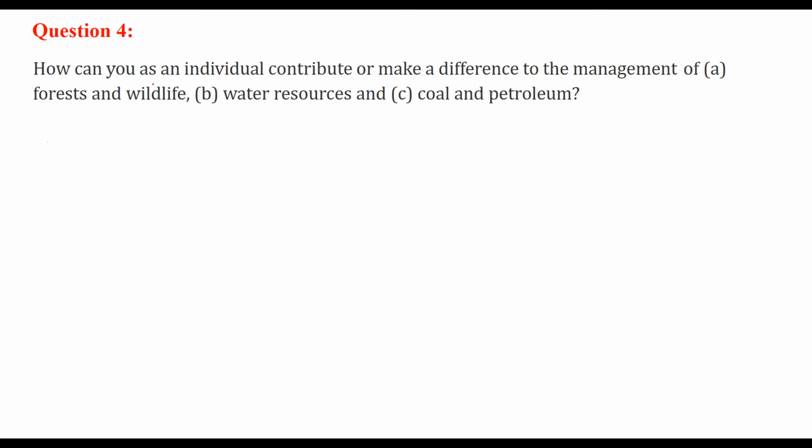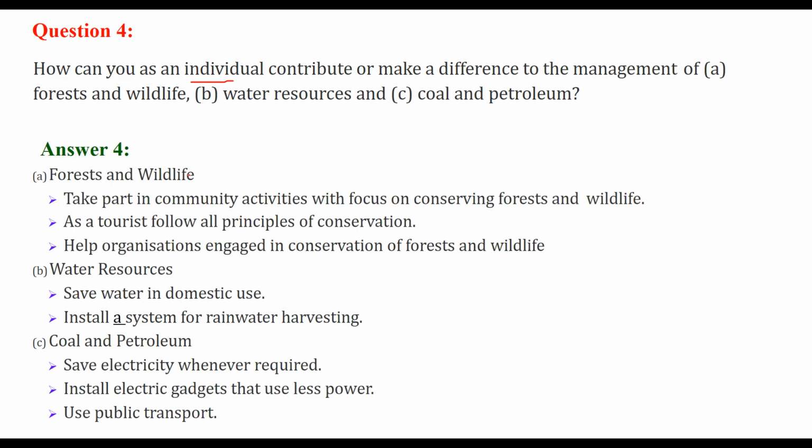How can you as an individual contribute to make a difference to the management of forest and wildlife, water resources, coal and petroleum? As an individual, what you can do to actually work for the preservation and improvement of these. For forest and wildlife, you can take part in community activities which focus on conserving the forest and wildlife, because awareness is important. When you know, then you will do. As a tourist, follow all principles of conservation.